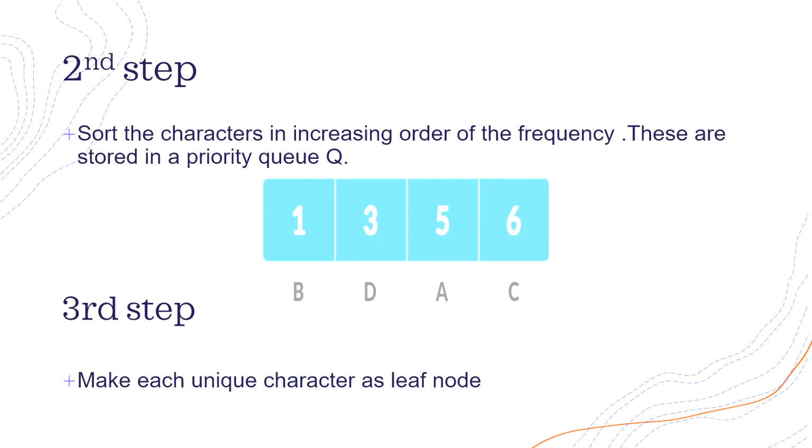In the third step, make each unique character a leaf node. This says the characters which we have sorted, make every one a leaf node. A leaf node is the point where the tree can't be further divided.